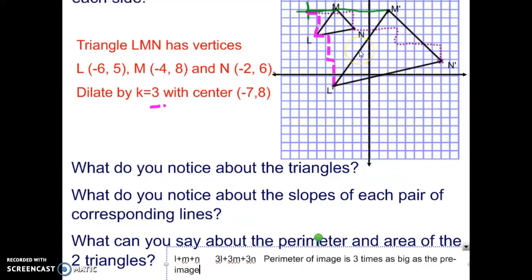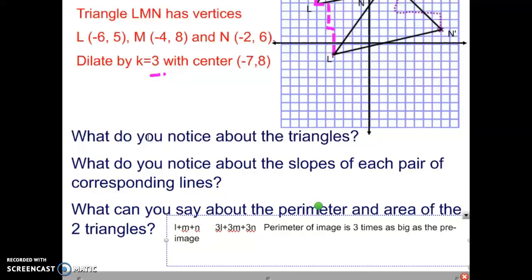The area, because if you think about the formula for the area of a triangle is the base times the height. So the base is 3 times bigger, and the height is 3 times bigger. Sorry, over here, this base is 3 times bigger. This height is 3 times bigger. So therefore, when you multiply 3 times bigger and 3 times bigger, the area of the image is 9 times bigger than the area of the pre-image, because you're multiplying the base times the height.